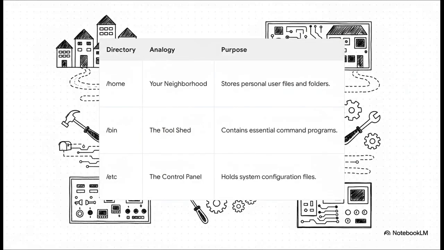So, just to run that back real quick. /home is your personal neighborhood. /bin is the tool shed with all the fundamental commands. And /etc is the control panel for all the system settings. Got it? Those are three key places you need to know from day one.